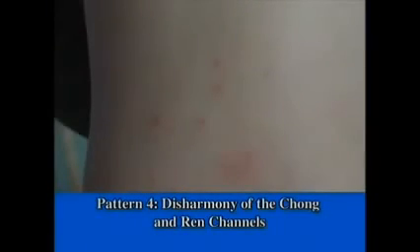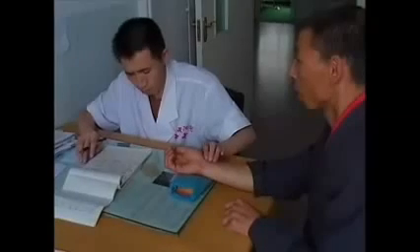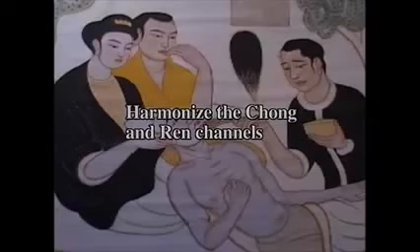Pattern 4. Disharmony of the Chong and Ren channels. Primary symptoms include lesions that generally appear a few days before menstruation and slowly recede until after menstruation, when they resolve completely. Lesions most commonly appear on the medial area of the legs, as well as the lumbosacral area and lesser abdomen. The tongue will be purple with a thin fur, and the pulse will be string-like and fine. Treatment principle: harmonize the Chong and Ren channels.